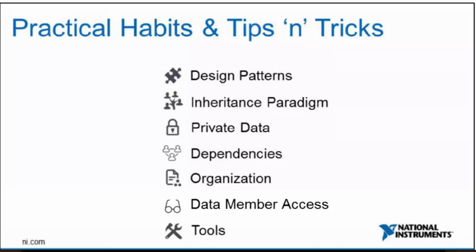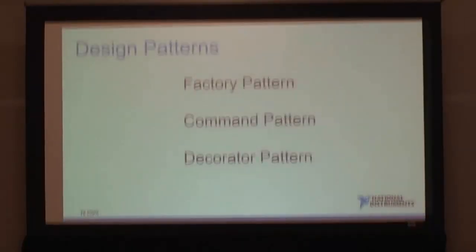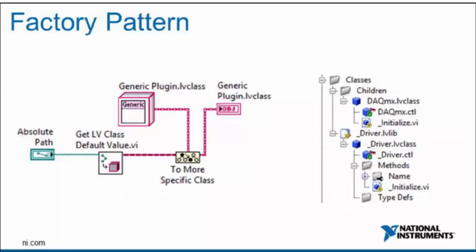So NI has published kind of 3 patterns: factory pattern, command pattern, and decorator pattern. These are more paradigms of how you can use OO. They're not restrictive. You can do a lot of things with OO. These are just some good examples. So to start, factory pattern.